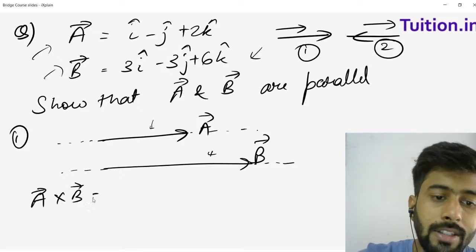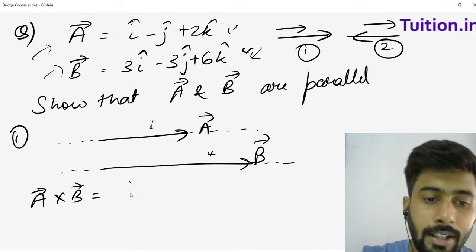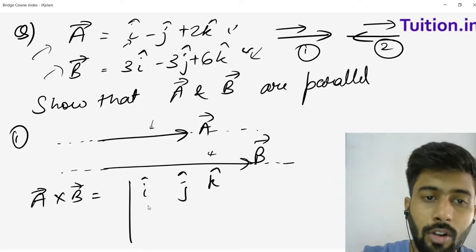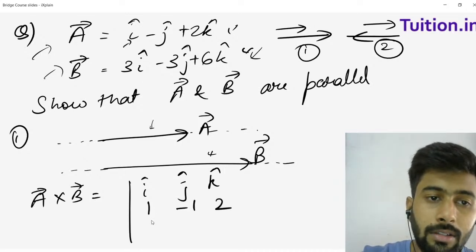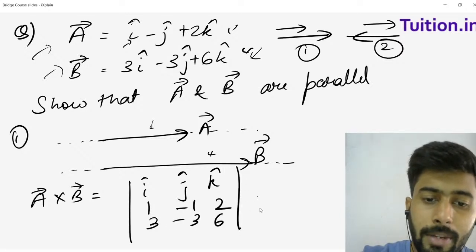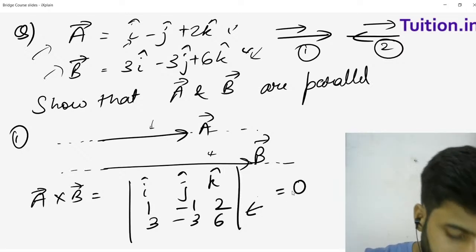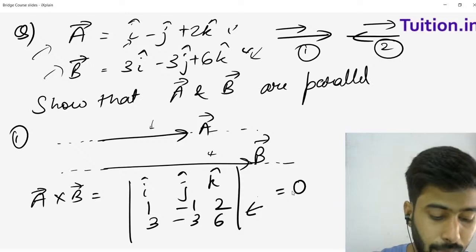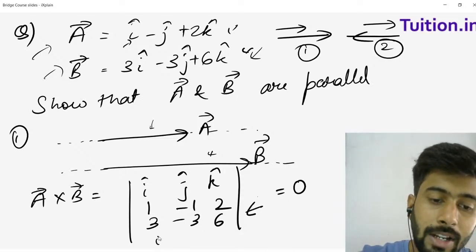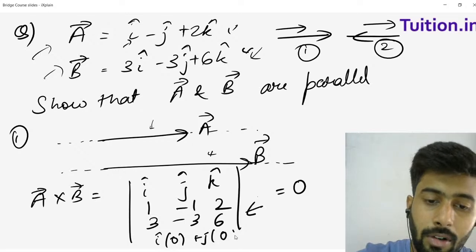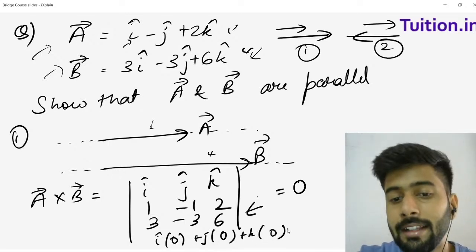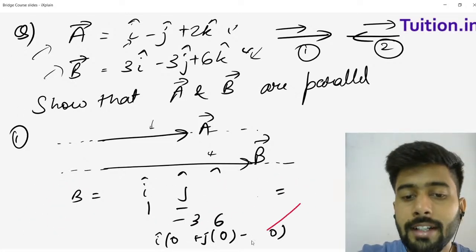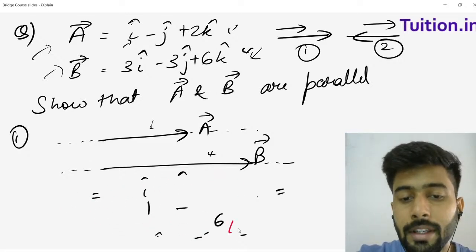Take A cross B. Once again, how will you take A cross B? Construct the matrix I, J, K, first row. Second row will be components of A, component values 1, -1, 2. And then B will be 3, -3, 6. You take the determinant of this matrix, that determinant will be 0. Right? You can check that. First, learn how to find determinant from YouTube. And then you will see that you will get something like I into 0 plus J into 0 plus K into 0, which means it will be a 0 vector. So if A cross B is 0, what does that tell me?